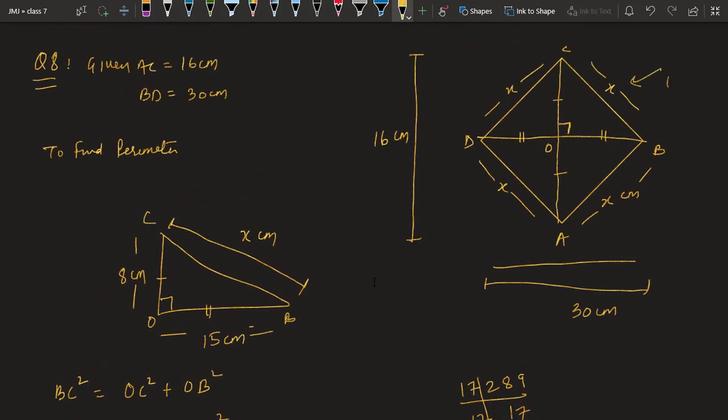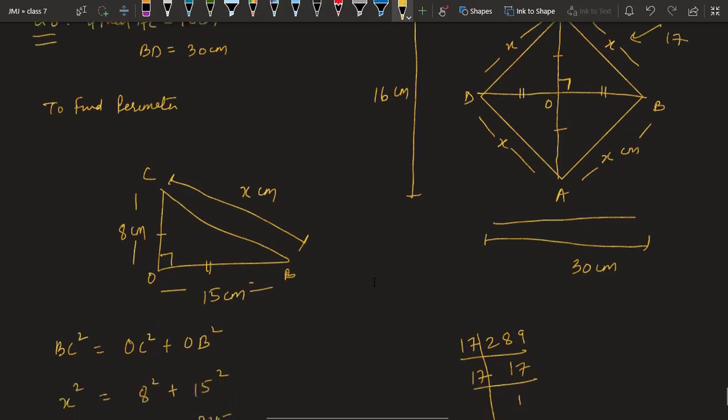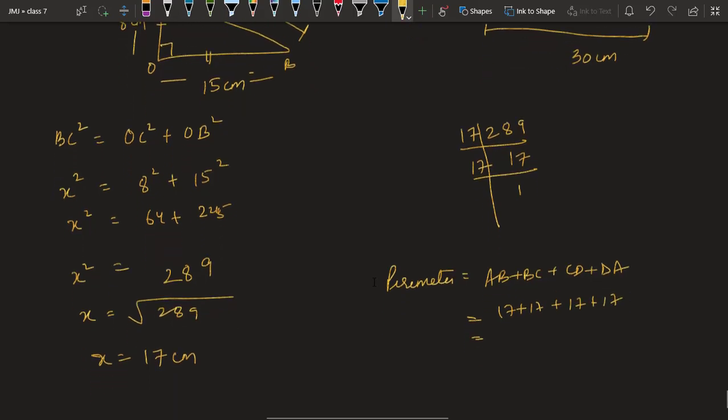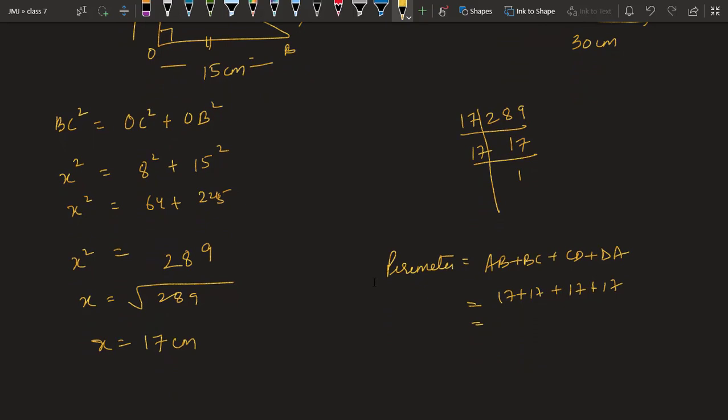If this is 17, that means all sides are 17, and hence the perimeter is given by AB plus BC plus CD plus DA. That is 17 plus 17 plus 17 plus 17. We all know repetitive addition is same as multiplication. We can write this as 4 into 17 or just add this. What will we get? 4 7s are 28. 68 centimeter is the answer.